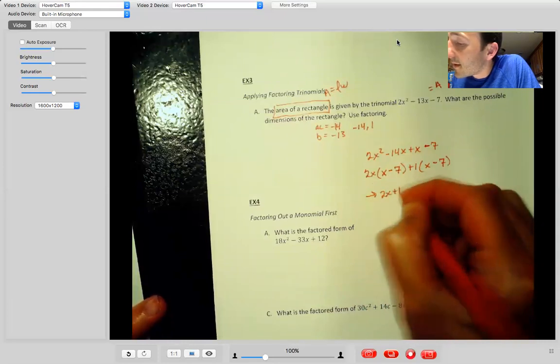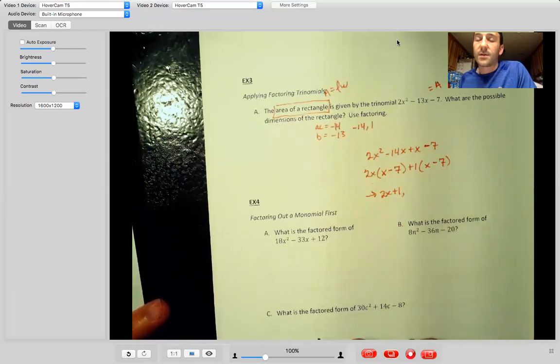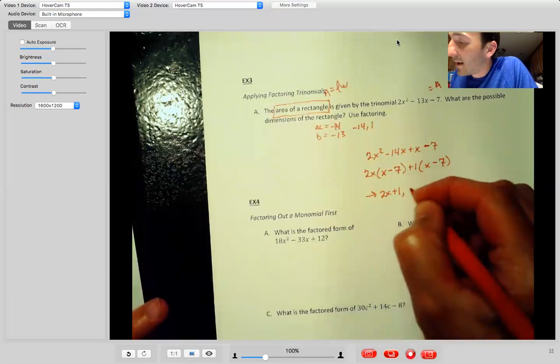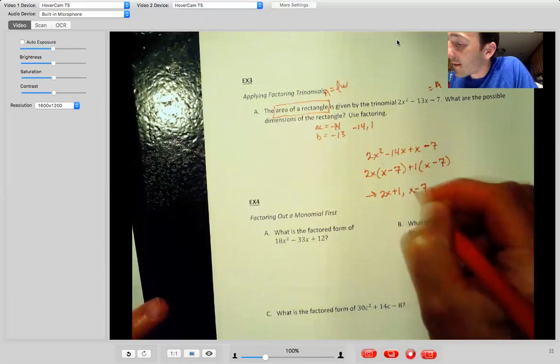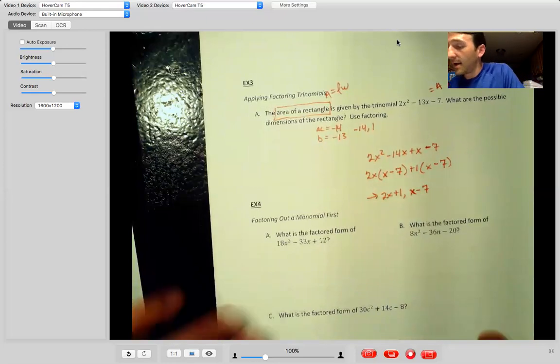2x plus 1. And on these, on Math Excel, they don't want you to list them in parentheses, so you just say 2x plus 1 and x minus 7. That's how they want you to do your answer on those. For whatever reason, I wouldn't get too hung up on that.